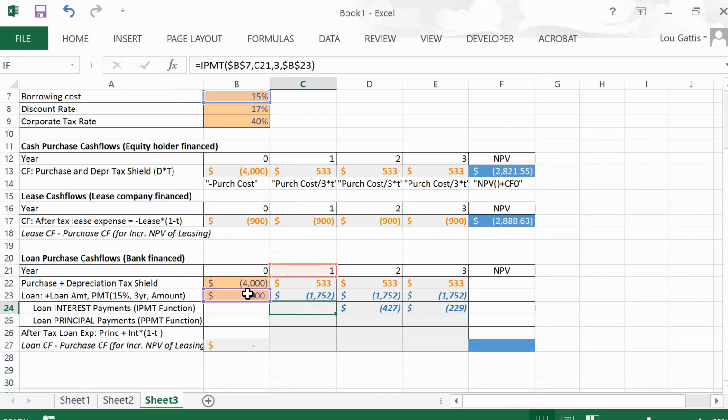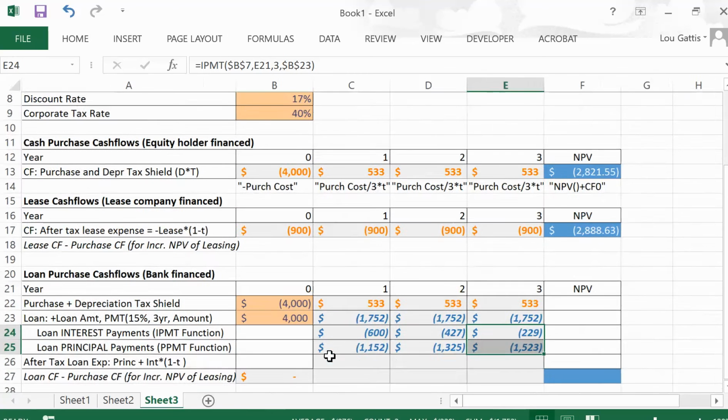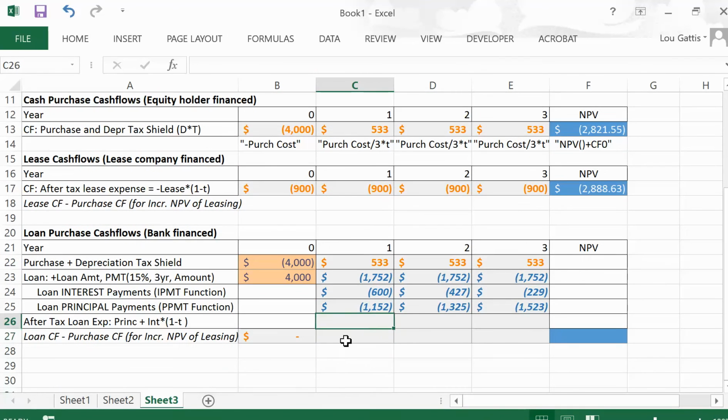Now I could use the PPMT function to figure out the principal in each period, or I can just take the total payment minus the interest. You can also see that of this payment of $1,752, in year 1, $600 was interest, $1,152 was principal, payoff of principal. All right, and then you have years 2 and 3. Now let's calculate the actual cash flows.